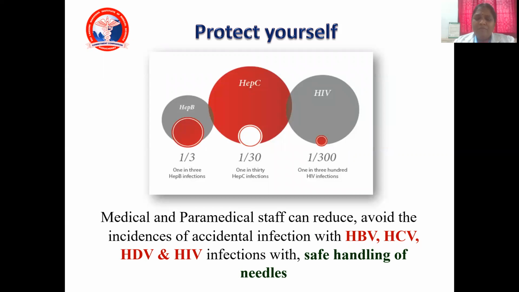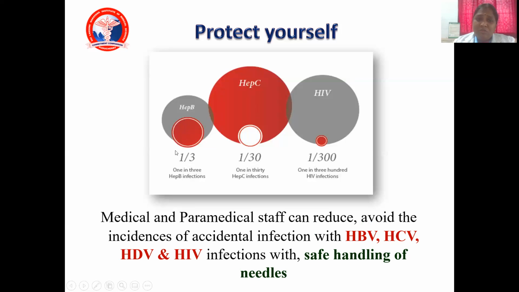And the next one, apart from the universal precaution, is prophylactic immunization. You have to protect yourself from being infected with the bloodborne viruses like HBV, HCV, and HIV by safe handling of needles. We will try to acquire this type of infection only during needle stick injuries. The proportion of infection acquiring is 1 in 3 in case of hepatitis B infection, 1 in 30 in case of hepatitis C infection, and 1 in 300 needle stick injuries of HIV patients.